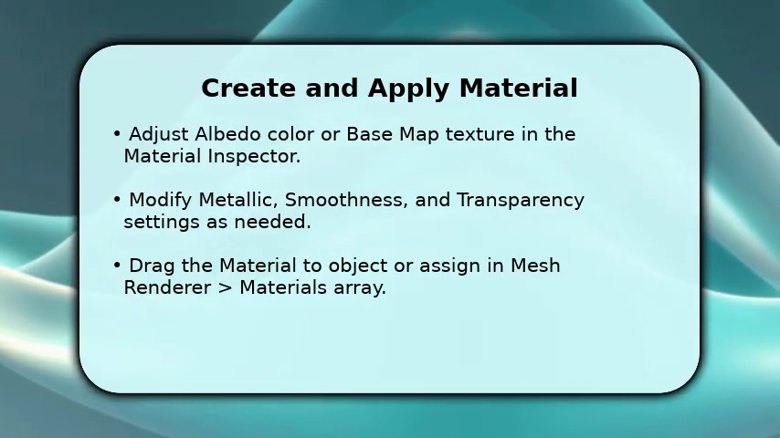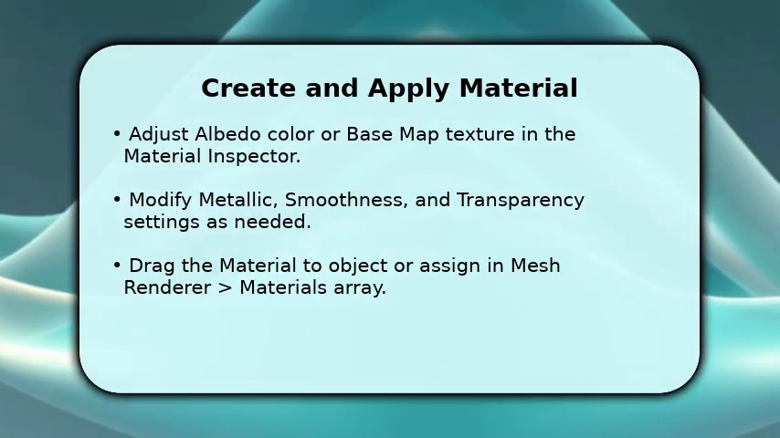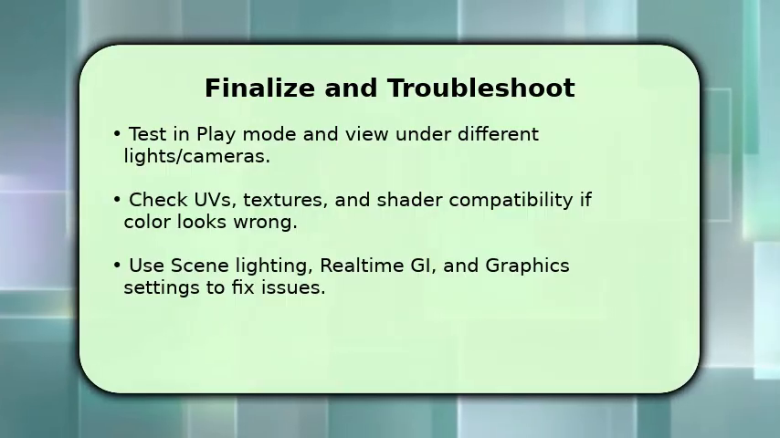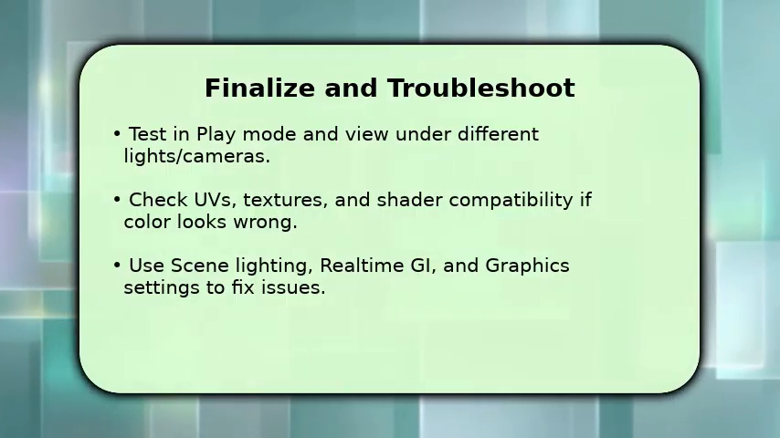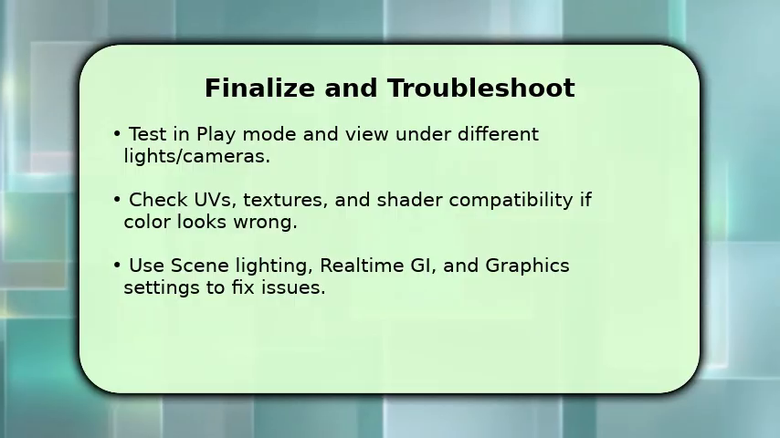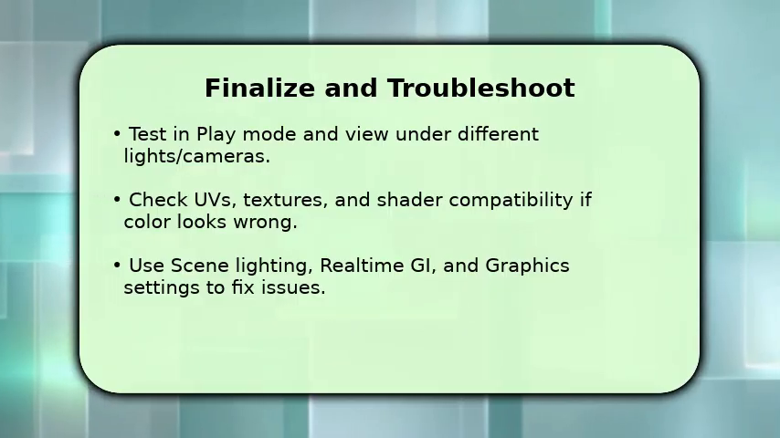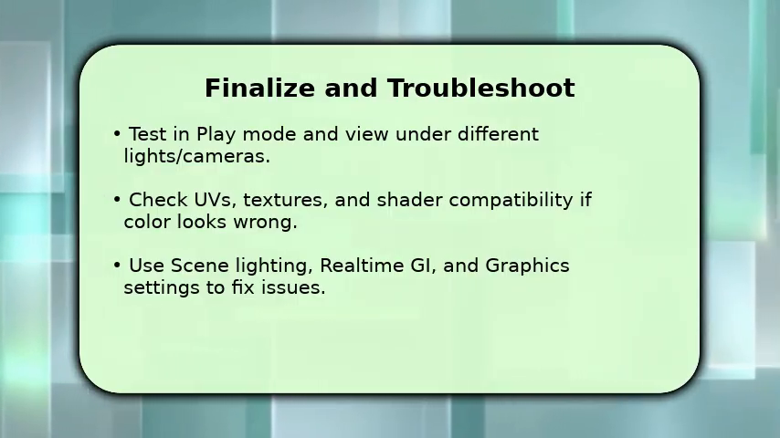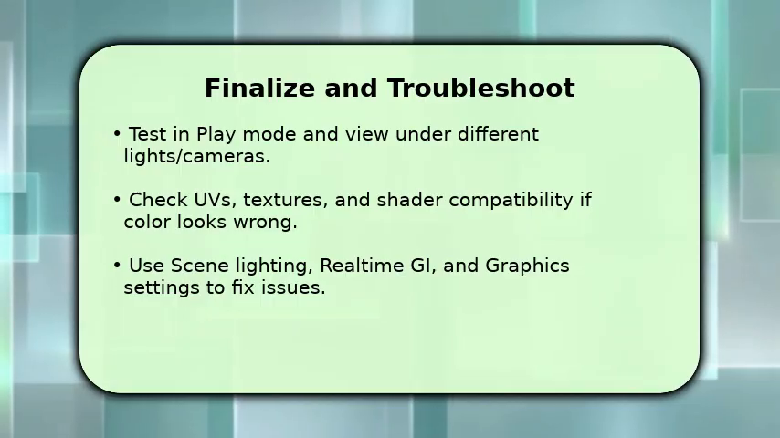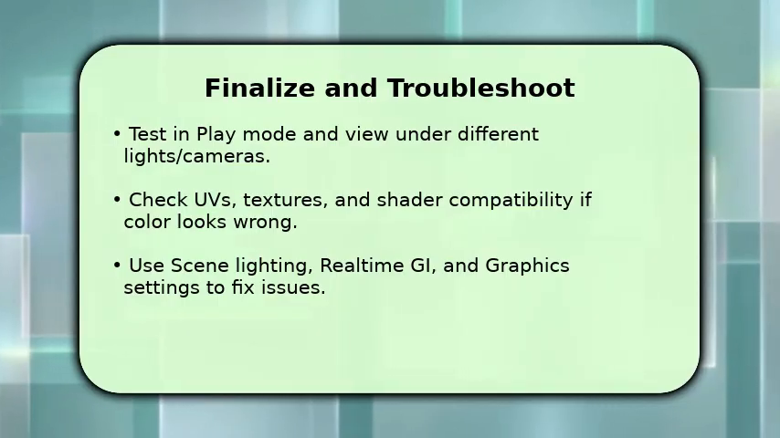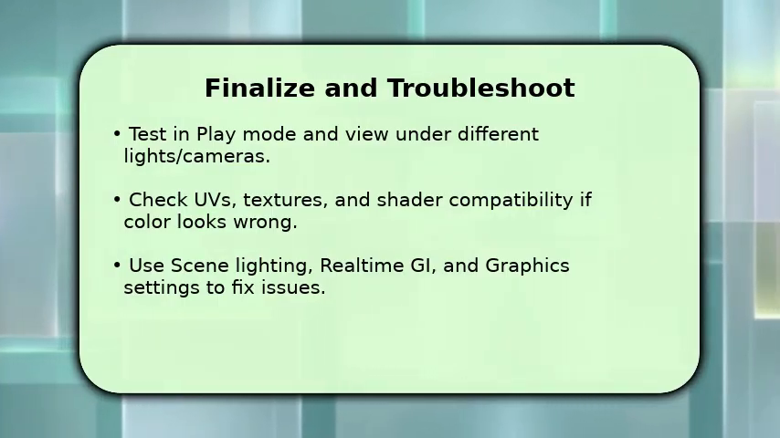Finish by testing the color under your actual scene lighting and in play mode to confirm it reads correctly during runtime. Lighting and exposure affect perceived color. If it appears wrong, inspect UVs, texture import settings, and whether the chosen shader supports color or HDR. Make sure reflection probes and real-time global illumination are set up if you rely on environment lighting. One tip: if nothing updates, clear cached shader variants.